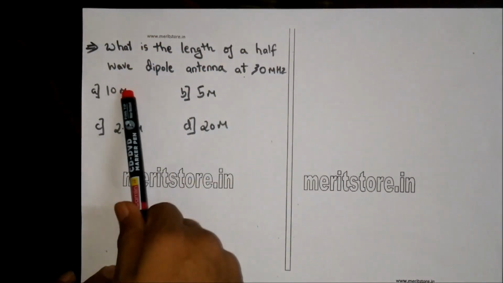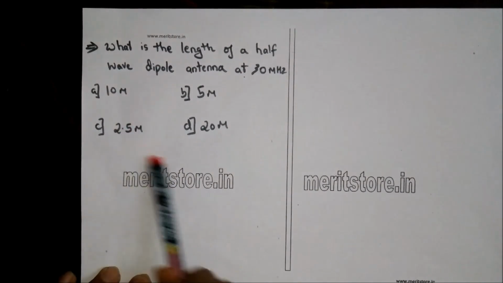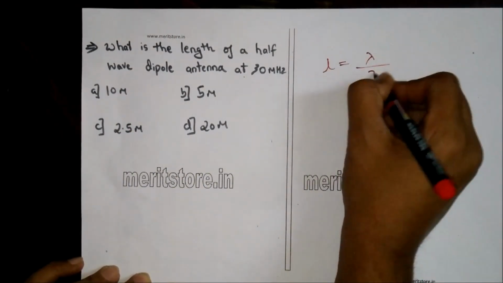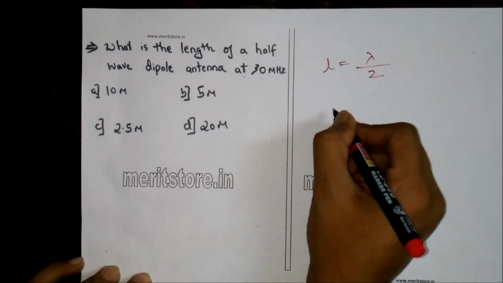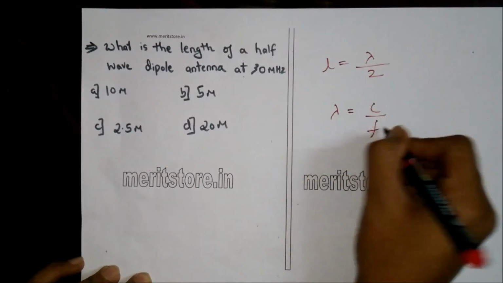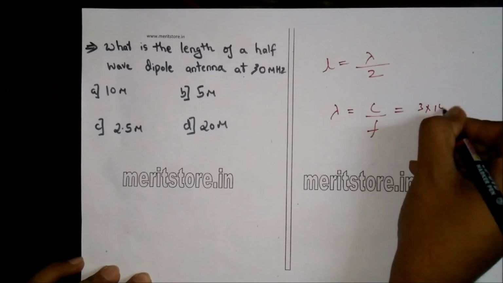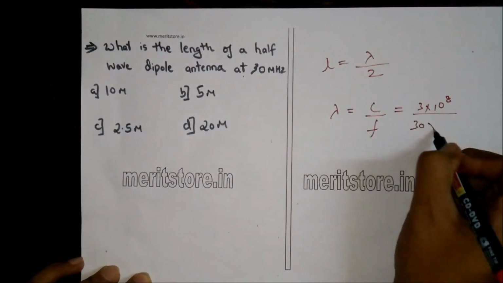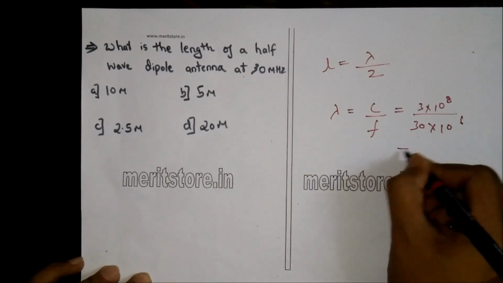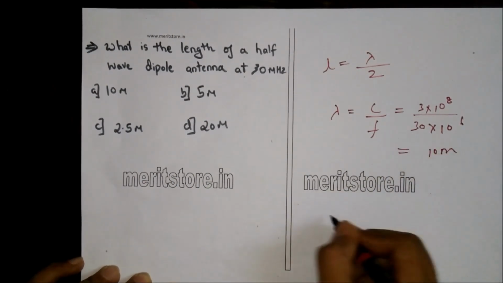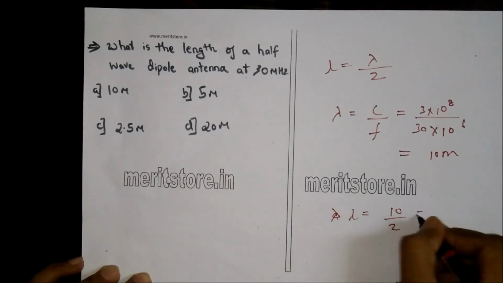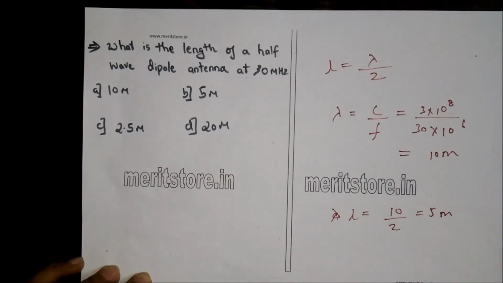The length of a half wave dipole antenna at 30 megahertz. These are the options. Now the length of the dipole antenna L will be equal to lambda upon 2. Now in this problem, lambda is equal to C upon F, which is equal to 3 into 10 raised to 8 upon 30 megahertz, which is 30 into 10 raised to 6, which will be equal to 10 meters. So L will be 10 upon 2, which is 5 meters. So the correct answer is option B.